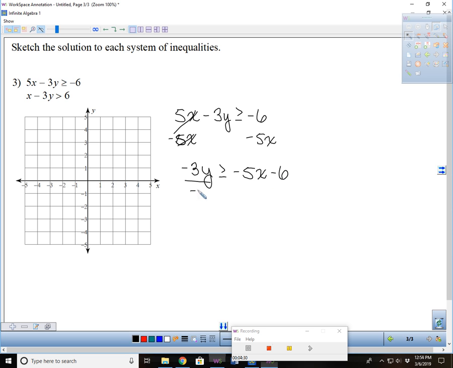Then you're going to divide by negative 3. Now remember, when you take that number and divide by it, if it's a negative number, you have to flip the inequality symbol. So now, instead of being greater than, it is less than. Then you have a negative 5 divided by a negative 3 is a positive 5/3x. And a negative 6 divided by a negative 3 is a positive 2. So now that y is alone, identify your slope. It's 5/3. And your y-intercept is 2.